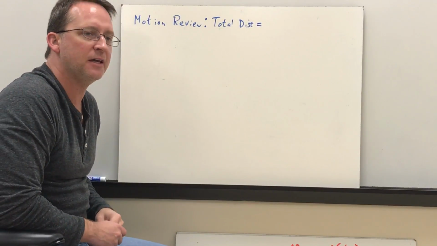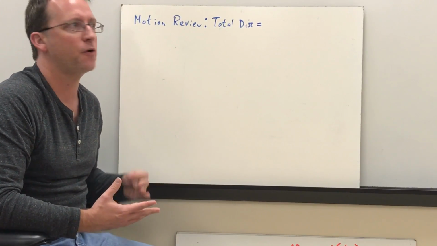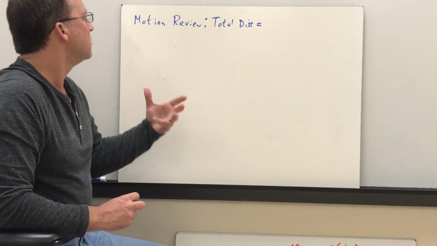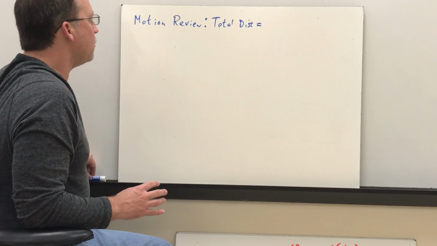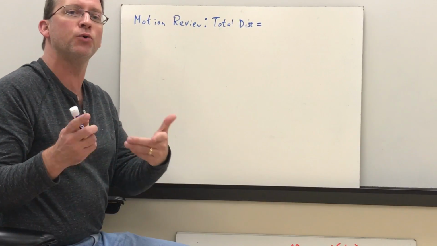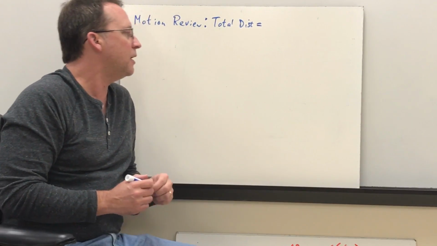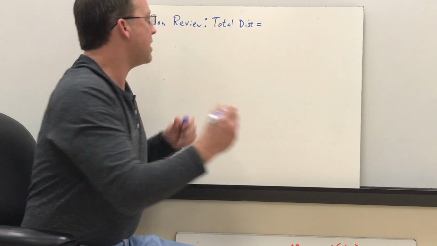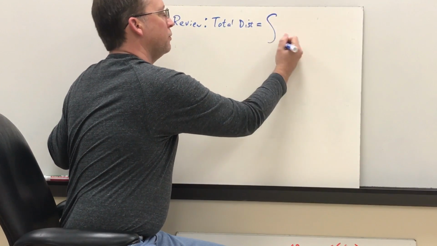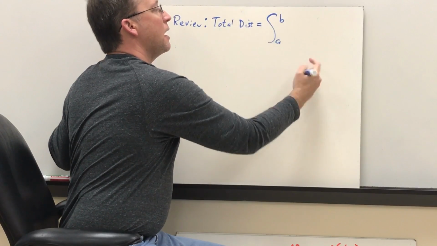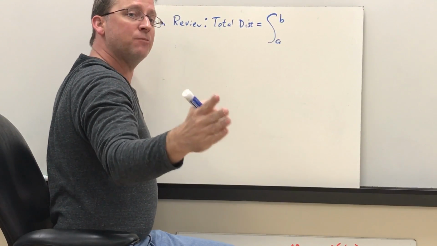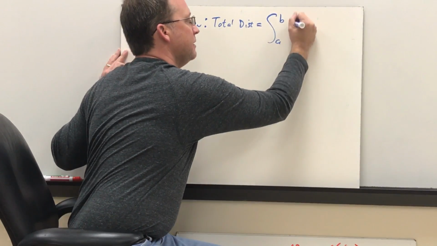I talked at the beginning of the first video how this really is just kind of our third time through motion. So, quick review of something we know about motion. If you want to find total distance traveled in a problem, we integrate to do that. We integrate from whatever to whatever.